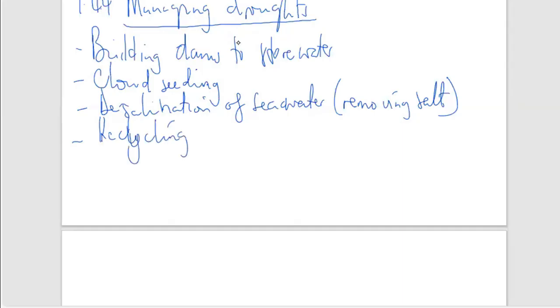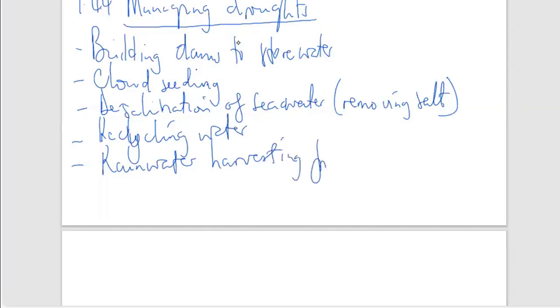Recycling water, we can recycle water so that we save it. And we can also look at rainwater harvesting from rooftops. We can use gutters to harvest rainwater into storage tanks, into JoJo tanks that we can use when we are having difficulty. Then you can also look at other aspects like introducing water restrictions, to try and control the amount of water which is being used at any particular point.